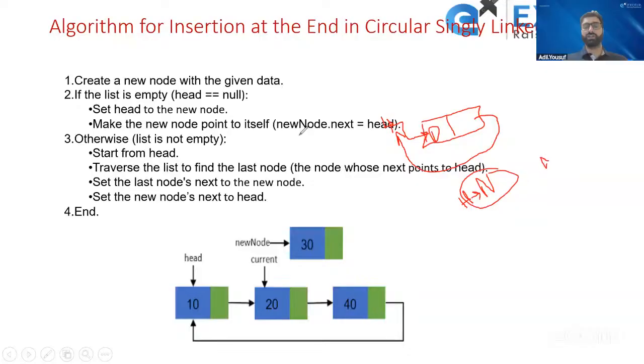Now, in order to insert a new node as the only node, you will simply write head will point to the new node, and the new node's next pointer will point to the head. Simply new node.next is equivalent to head. Now, what if the list is not empty? At that time, what do we have to do?